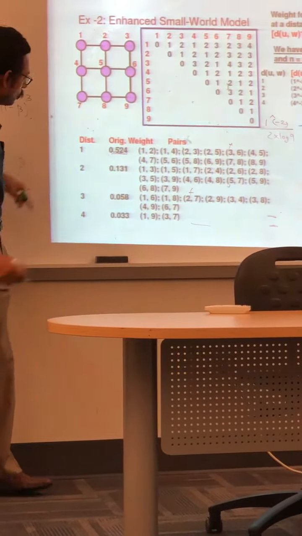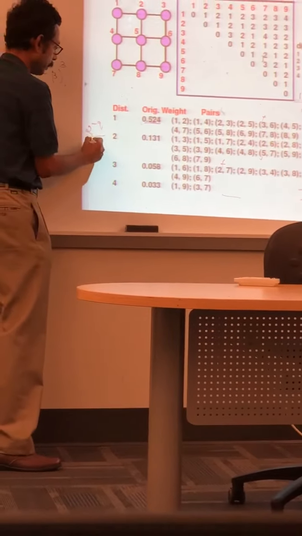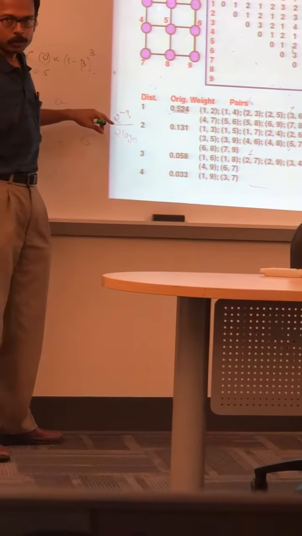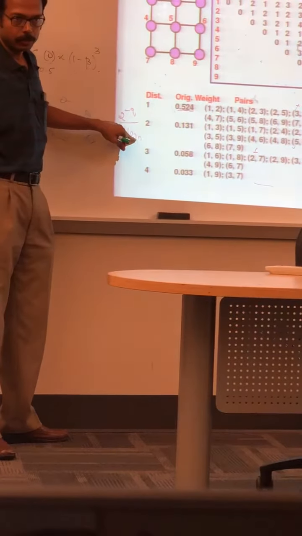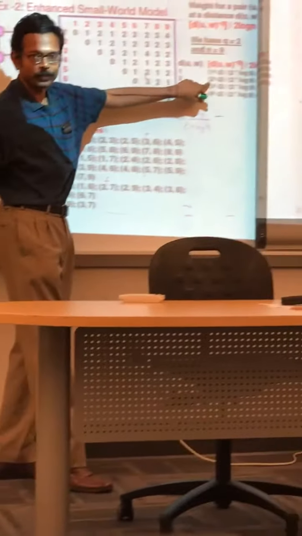For distance 2, what would you do? 2 to the power negative q divided by 2 log n. So what is q again? Q is 2. So it's 2 to the power negative 2 divided by 2 log 9. So that will give you 0.131. So I have shown the work here.